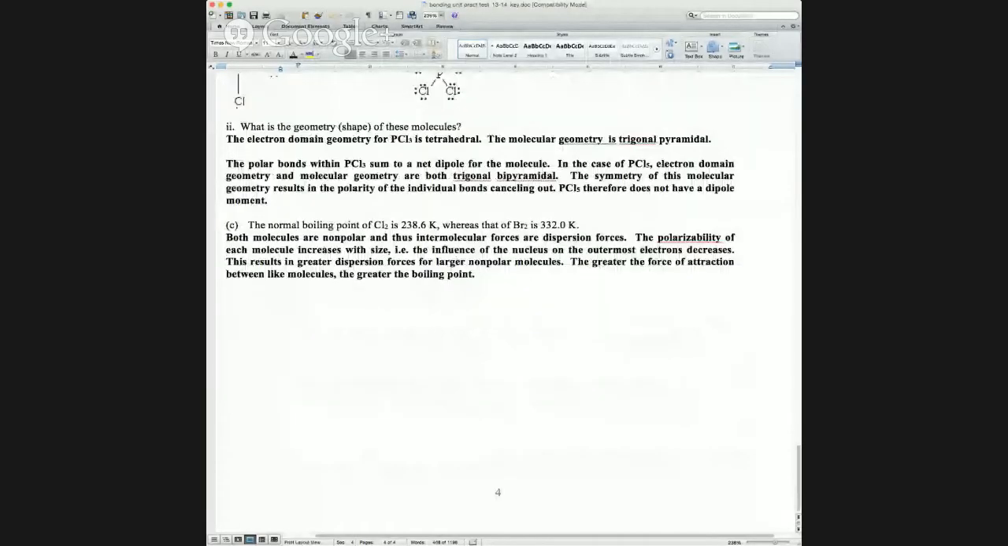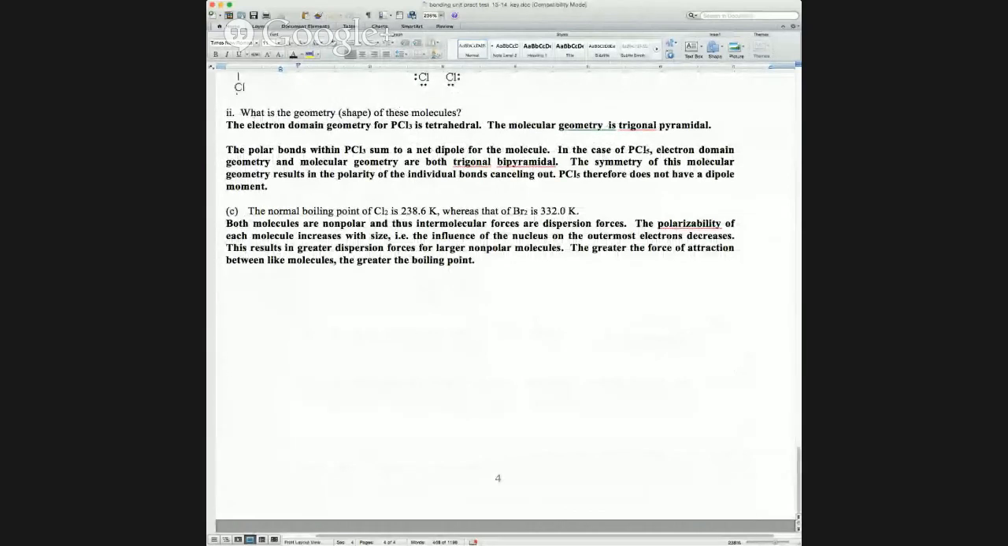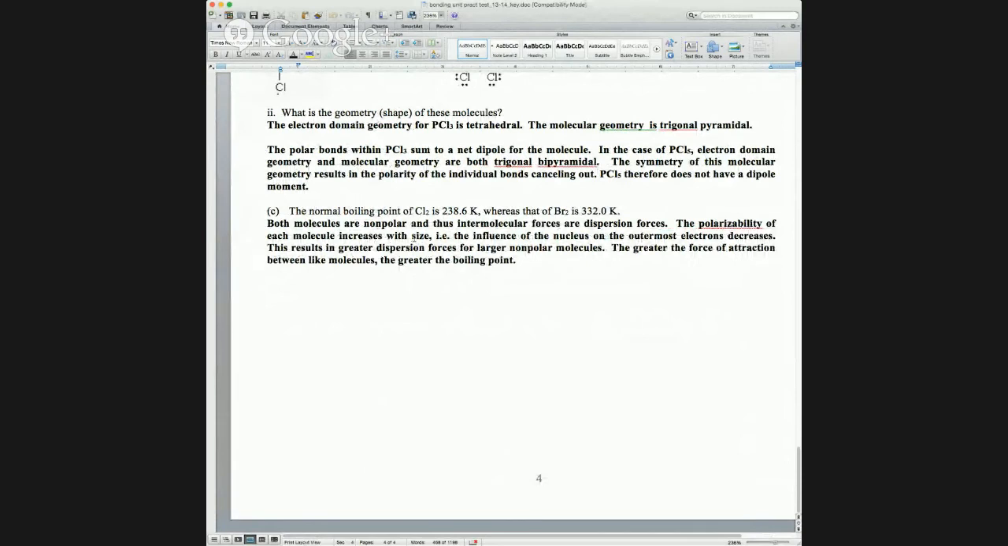Okay, practice this out. 2, 3C. The normal boiling point of Cl2 is 238.6 Kelvin, whereas that of Br2 is 332.0 Kelvin. If you remember, you must talk about both molecules and their intermolecular forces. So you would say Cl2 and Br2 are both nonpolar. Therefore, they experience London dispersion forces.